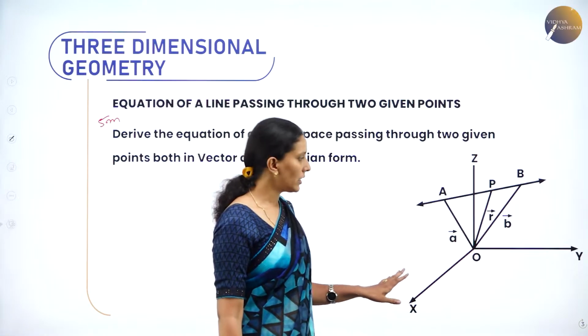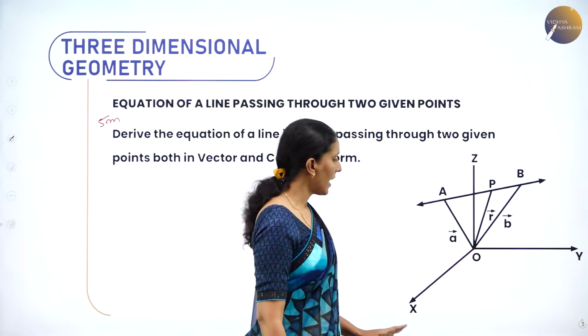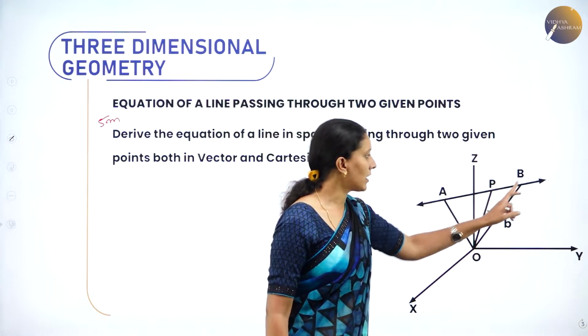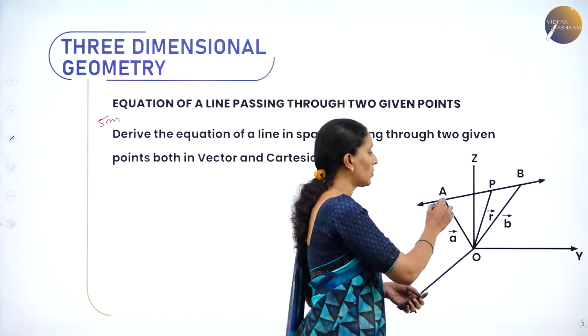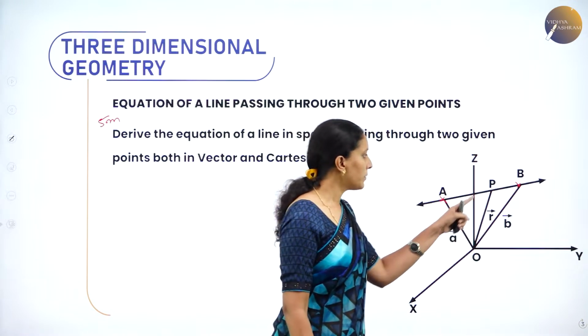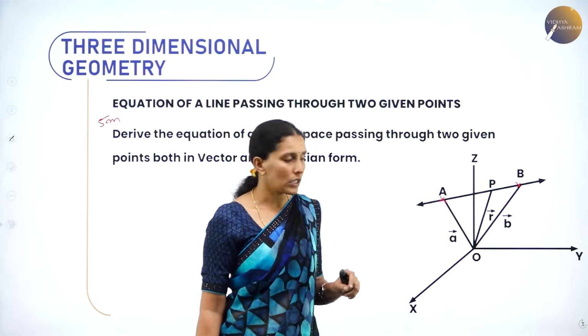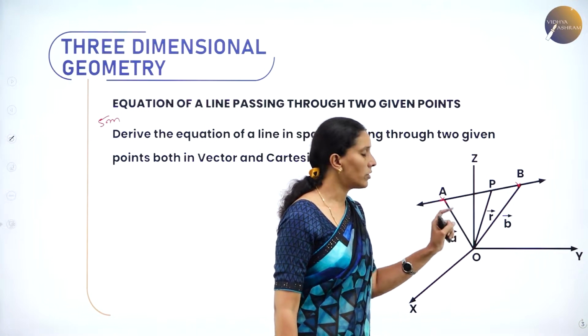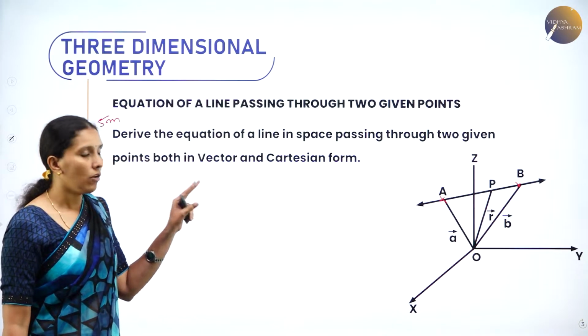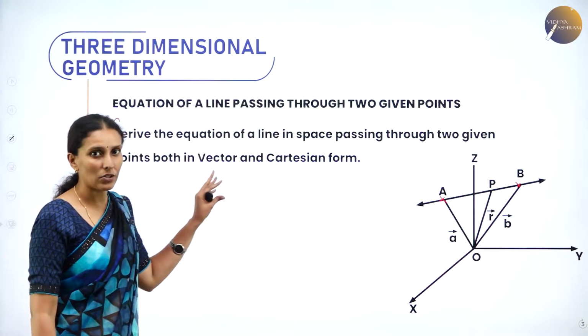So, here I have taken a three-dimensional axis x, y and z axis with origin O. Have drawn a vector which is passing through 2 points, vector A and vector B. And let P be any arbitrary vector so that its position vector is vector R. Now, whatever I have drawn on the diagram, the description has to be written.